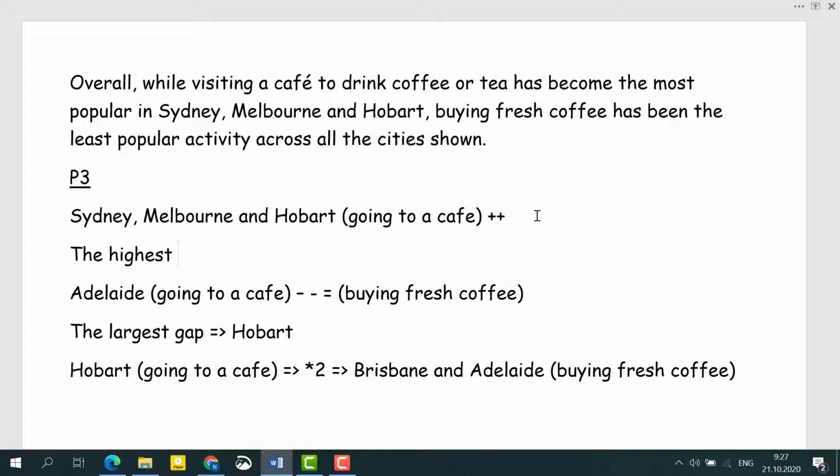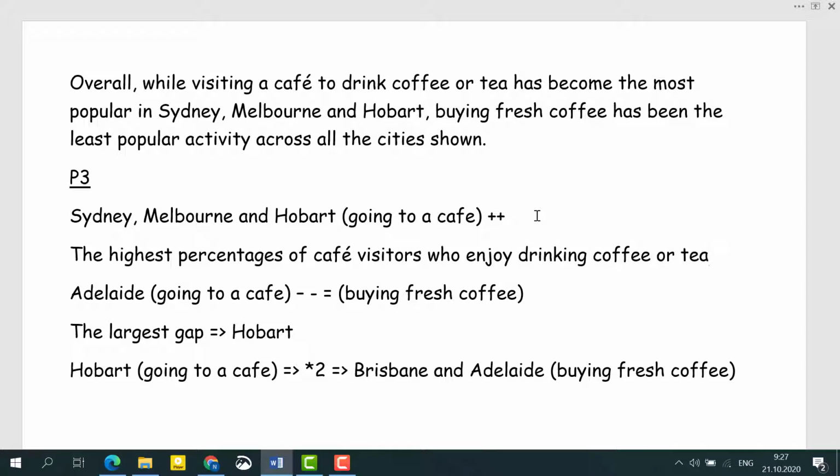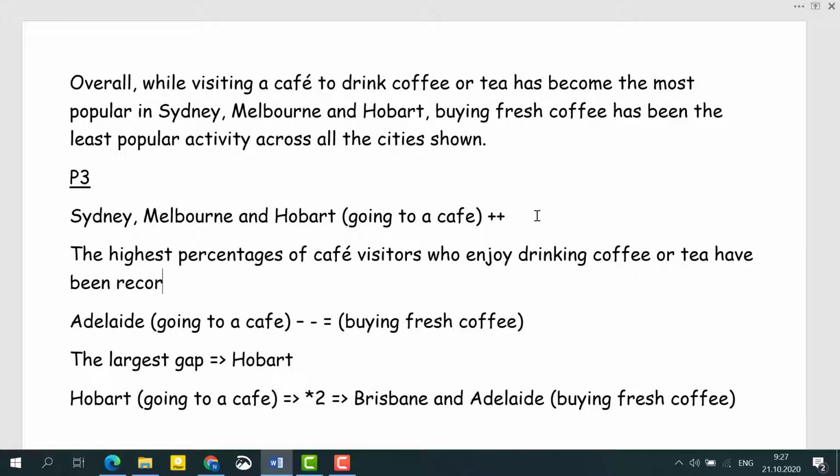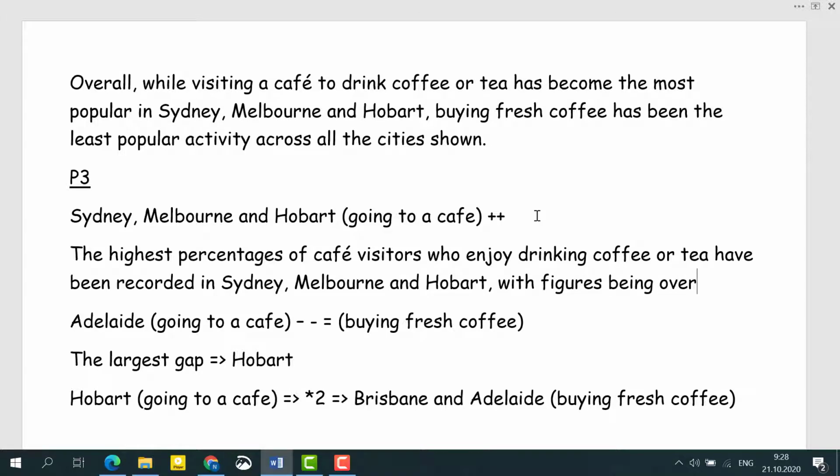The highest percentages of cafe visitors who enjoy drinking coffee or tea have been recorded in Sydney, Melbourne, and Hobart, with figures being over 60%. Okay, here we go.